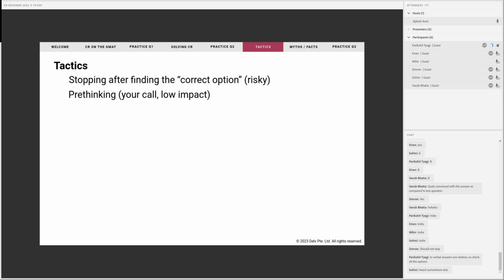Parikshit, please go ahead. Ajitesh, this is one thing that I wanted to speak specifically about. Sometimes, using the elimination technique, you end up getting into two options. And this pre-thinking, I believe, at least in my practice, is a double-edged sword. Sometimes you get the right answer because you've already thought and it is matching, and sometimes it has got me the wrong answer, and the other answer was right.